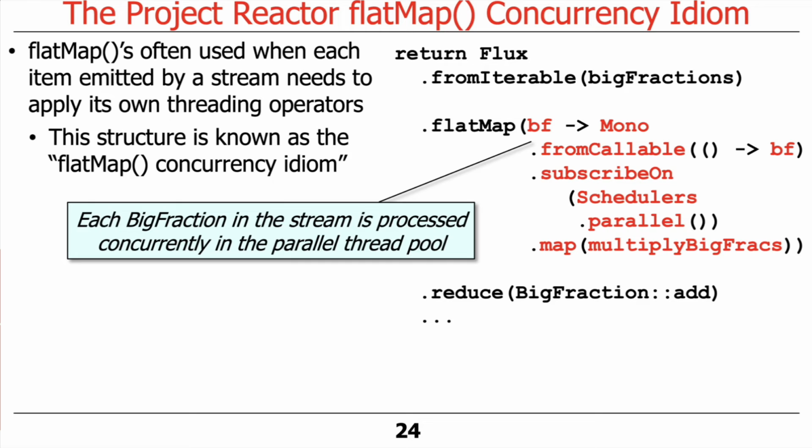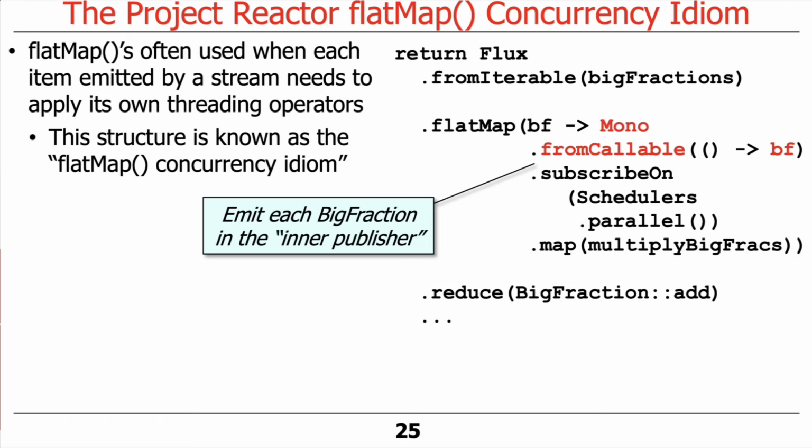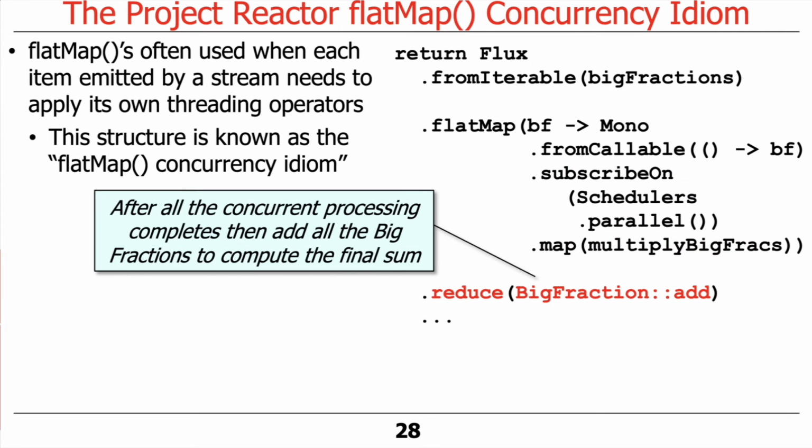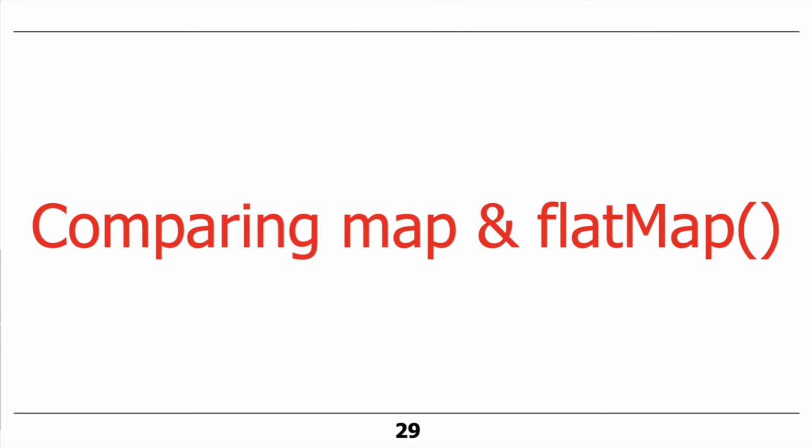So with just a very small amount of code, you can get a lot of things to go at the same time. I'll walk through this one step at a time. For each big fraction, emit it into the inner publisher, subscribe that to run in the parallel thread pool, and then perform the multiplication. When all the computations are done, whichever thread is the last one to come through and do the multiplication will then do the reduction. In this particular case, we add up all of the values in that multiplied stream that finished in parallel, and that will be the result that comes out of reduce. We'll take a closer look at this when we get to the walkthrough of the case study.